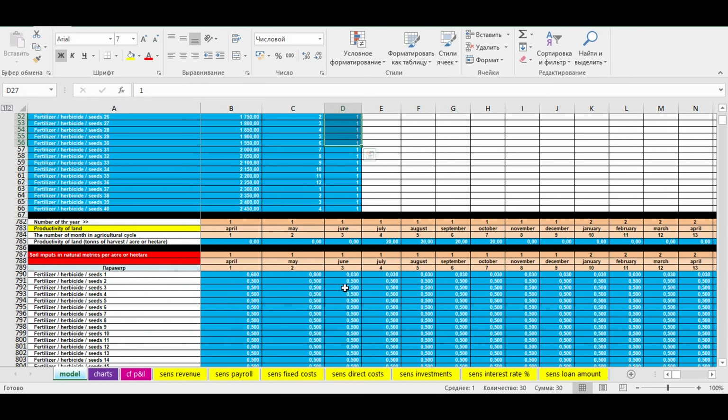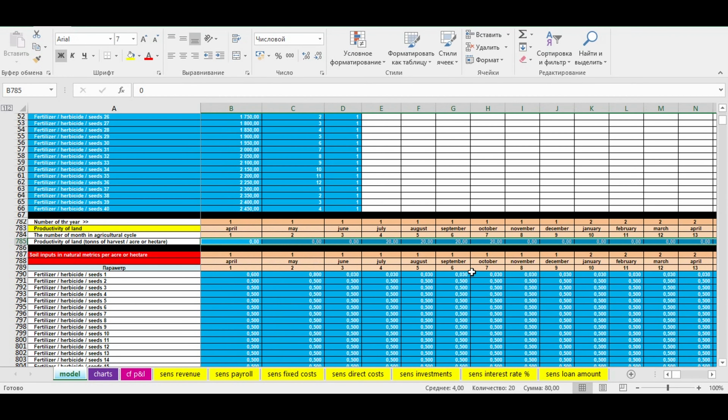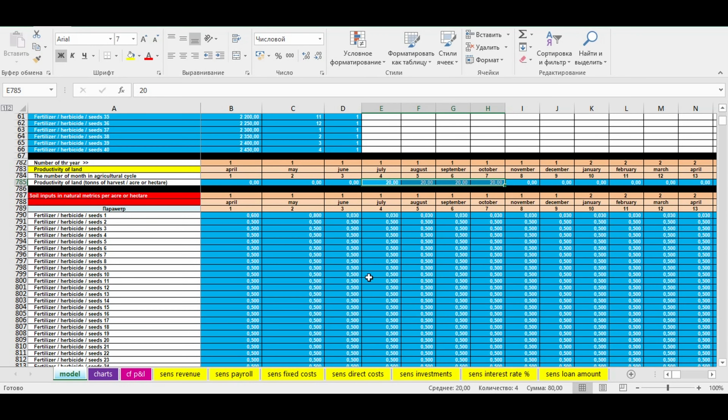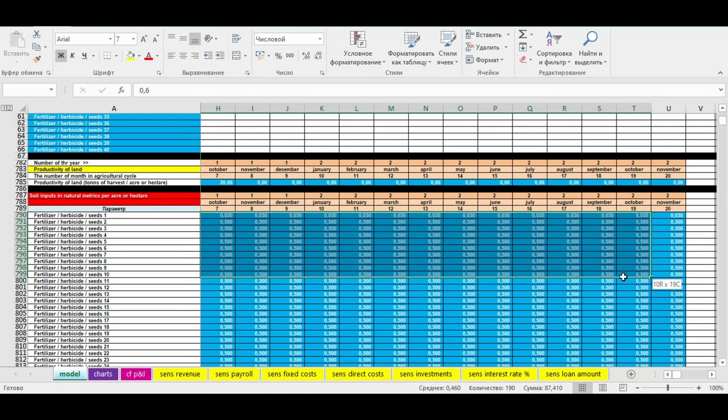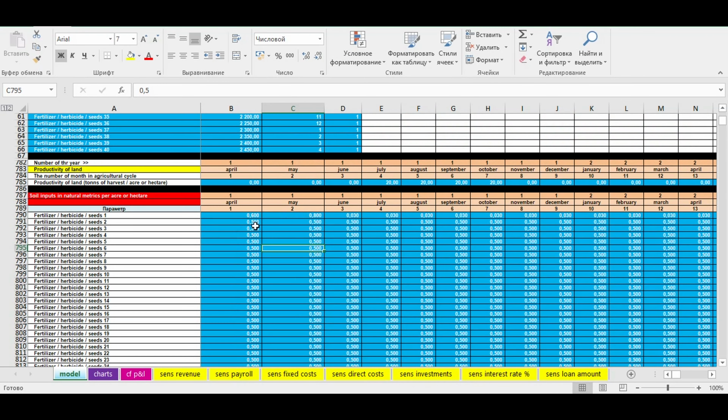Then, we set up the productivity of our agriculture in tons of harvest per acre or hectare during the agricultural cycle. The next step is when we specify the natural amount of components that are being consumed during the agricultural cycle. Be careful! We must enter the data in the natural metric in which we buy it.